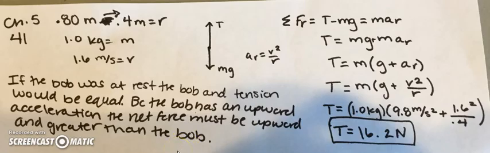And why is the tension greater than the weight of the bob? If the bob was at rest, then the weight of the bob and the tension would be equal. But because the bob has an upward acceleration, the net force must be upward and greater than the weight of the bob, which would mean the tension is greater than the weight.